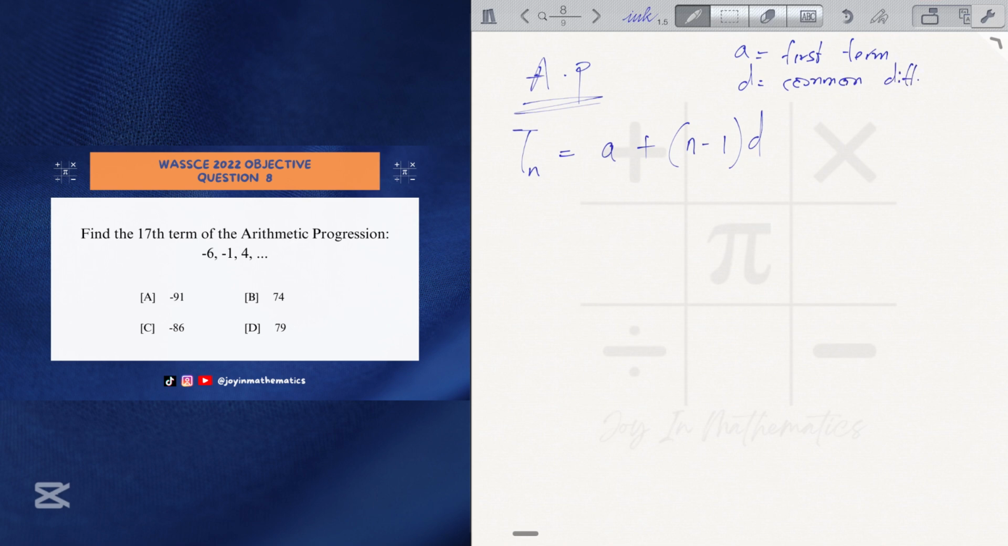Now once we have the nth term, then we have the summation of n terms. The summation of n terms is given by n over 2 into 2a plus (n minus 1)d. So now let's apply the concepts of these two formulas into arithmetic progression with respect to the question.